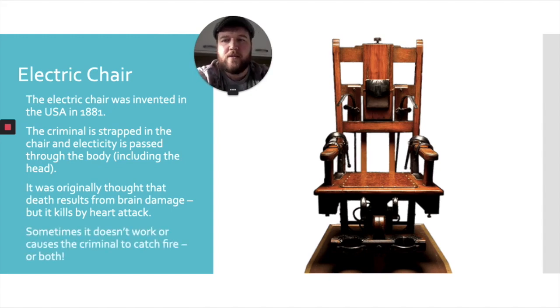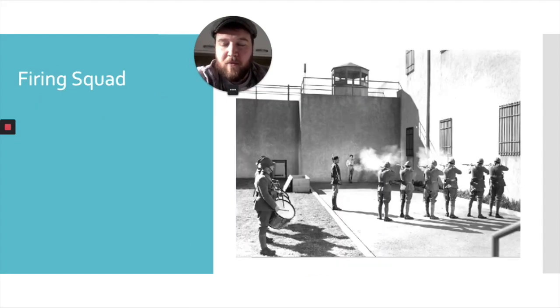Again, with the electric chair, just so you know, it doesn't always work. It's not 100% effective straight away. In fact, sometimes it causes a criminal to catch fire, and sometimes it doesn't work, and it can be absolutely awful as well. But such is the way of it. So, what's the next method we've got?